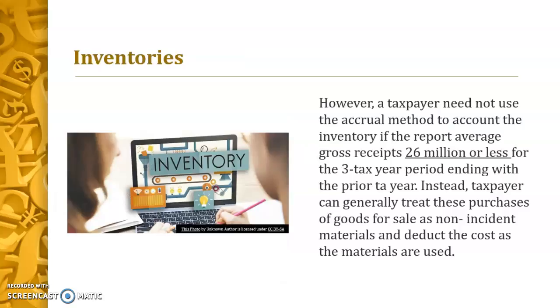Let's briefly talk about inventories. Many businesses generate income by selling products they purchase for resale or products they manufacture. When selling, inventory is a material income-producing factor, using the accrual method, even if the business is a cash method taxpayer. However, a taxpayer needs to use the accrual method to account for inventory unless they report average gross receipts of $26 million or less for the 3-tax-year period ending with the prior tax year. Instead, taxpayers can generally treat these purchases of goods for sale as non-incidental materials and deduct the cost of the materials used.